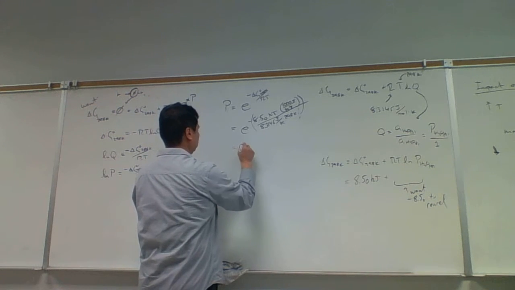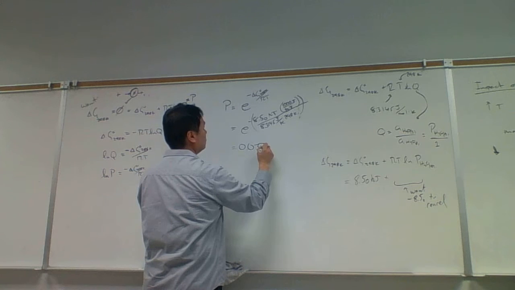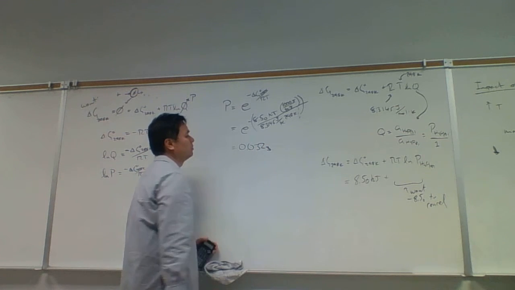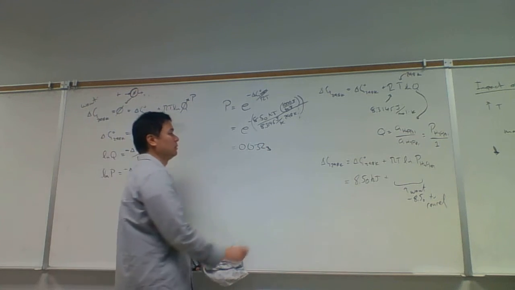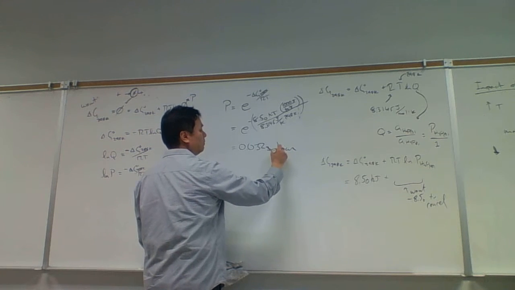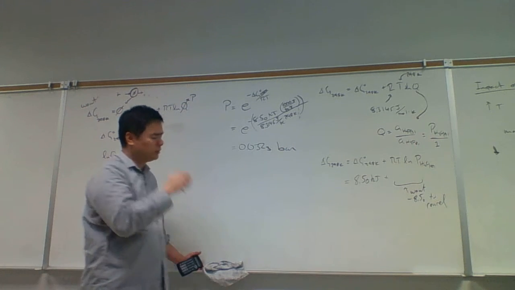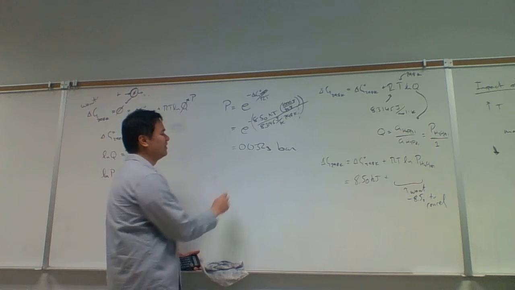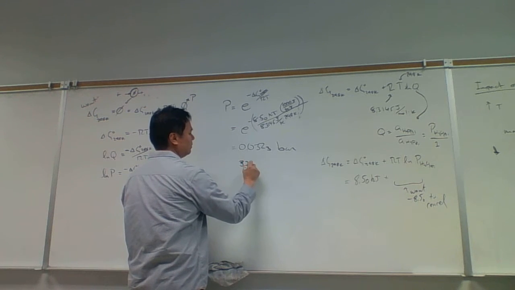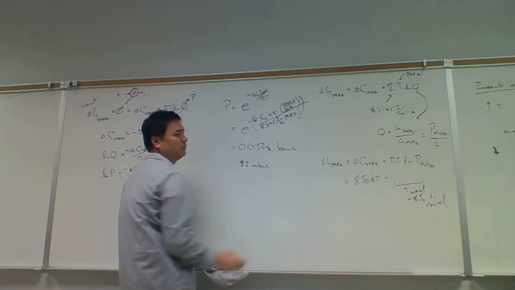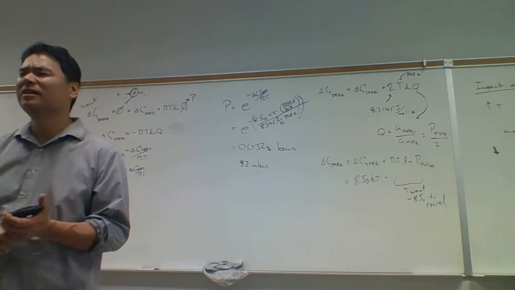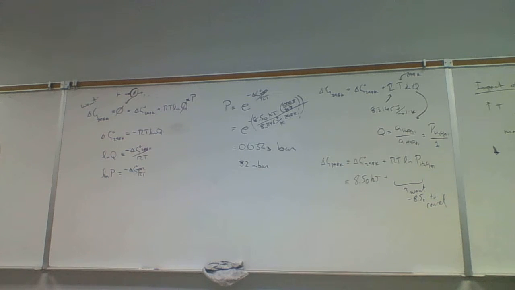0.0323 bar. This is what we call 32 millibar. A millibar is not really close, but somewhat close to a millimeter of mercury or torr. So this is about 30-something millimeters of mercury.